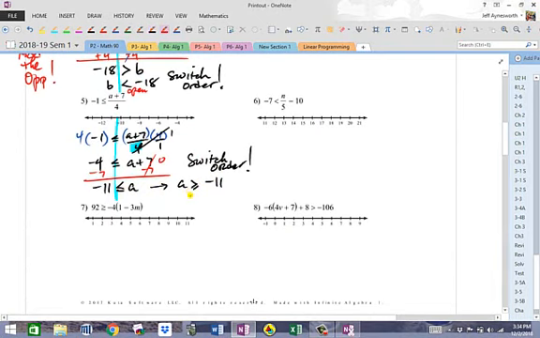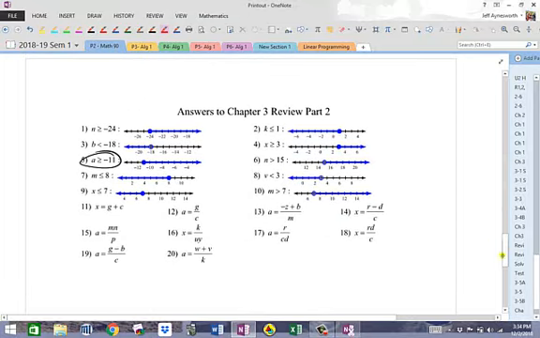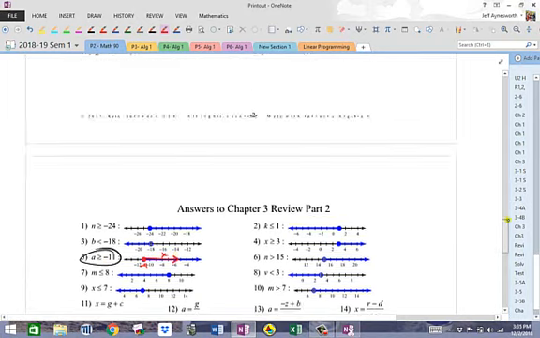So we're going to go closed here, because negative 11 is a solution. You have to find it on the number line. All numbers greater than or equal to negative 11 lie to the right. If you check number 5, notice that it's closed at negative 11 right here, and it's to the right. Always check your work.